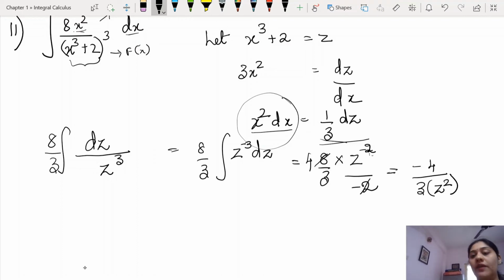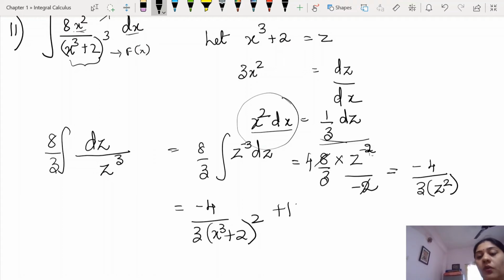Now what was the value of z square? X cube plus 2. So we can rewrite it as minus 4 divided by 3 into x cube plus 2, the whole square. So this is my answer. Don't forget to add a k. Every answer we should add a k.